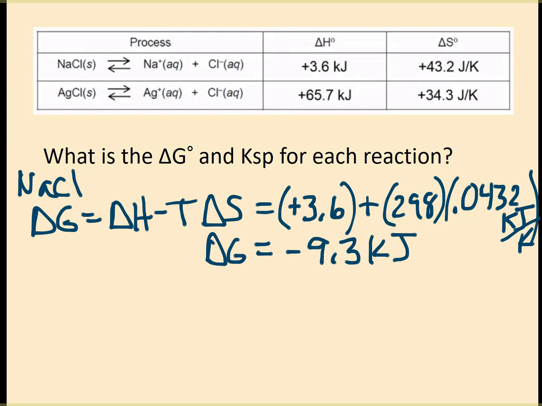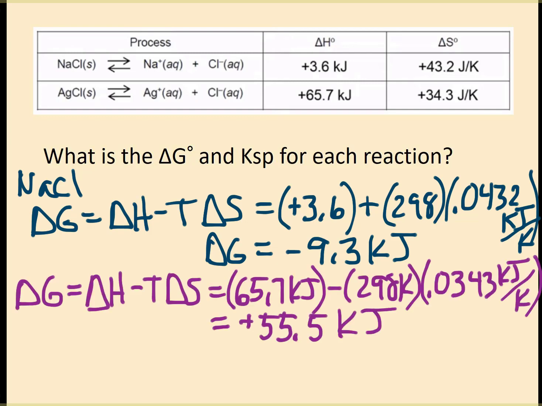Let's go ahead and do the next one. And when I calculate and put the numbers into our formula, we get a positive 55.5 kilojoules. So this is not thermodynamically favored. Silver chloride is typically a precipitate, so it doesn't dissolve in normal conditions. And this is the calculation that shows this.